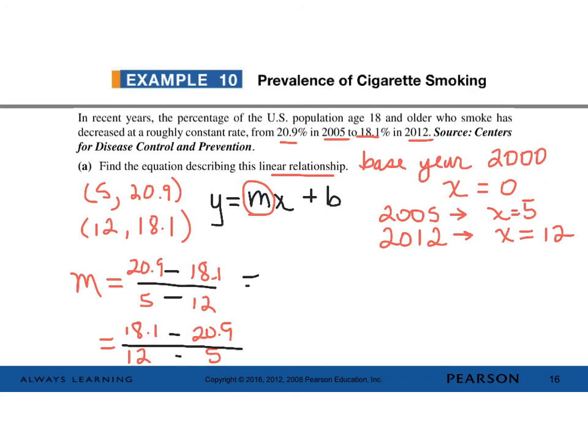So if I do it in this order, 20.9 minus 18.1 turns out to be 2.8. And 5 minus 12 is negative 7. And 2.8 divided by negative 7 is negative 0.4. And that's going to be a percentage, but it is the slope.